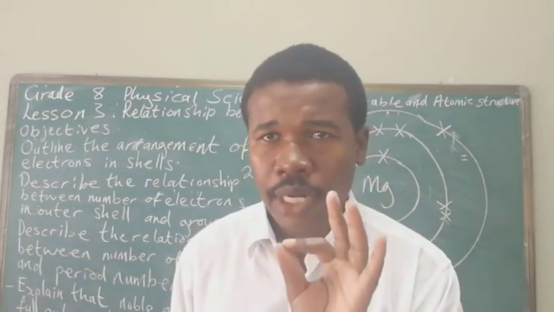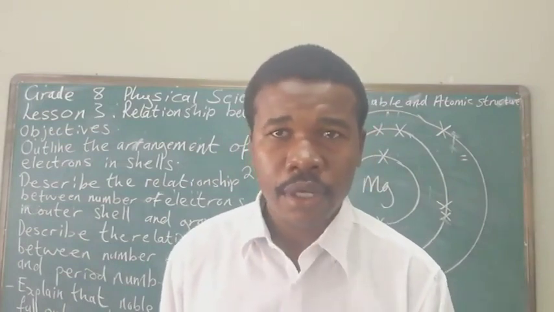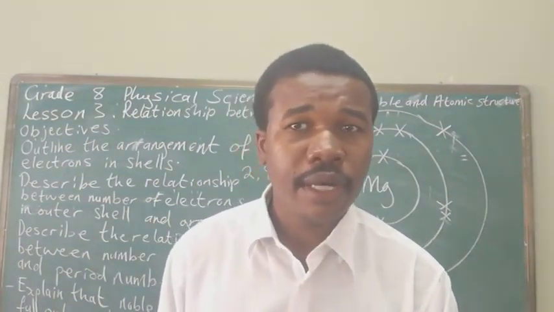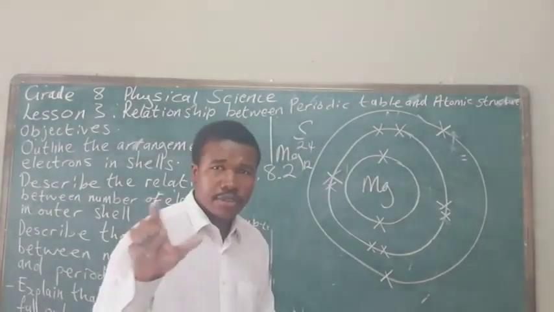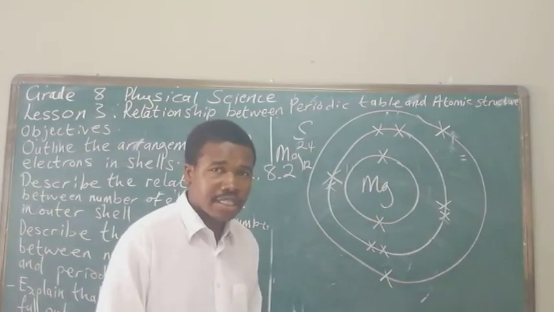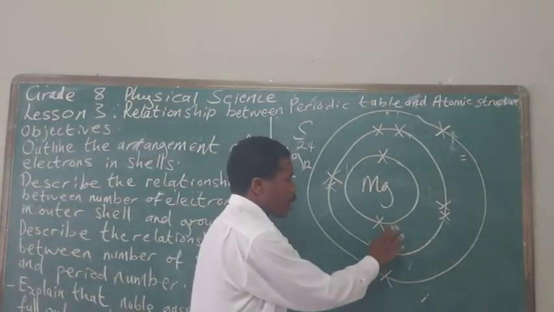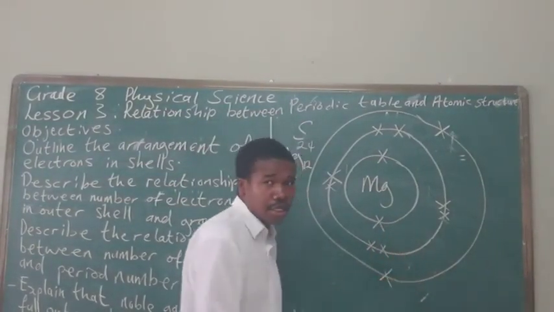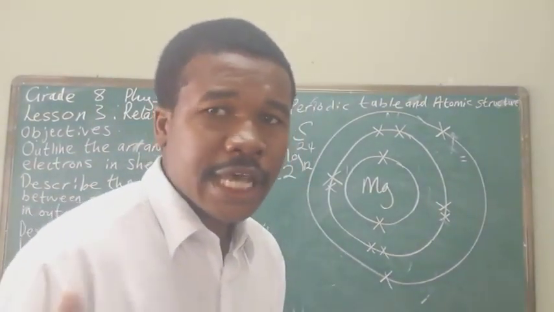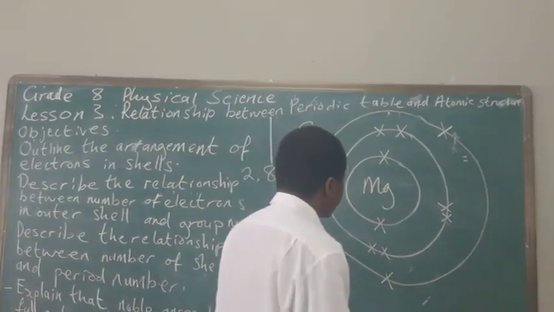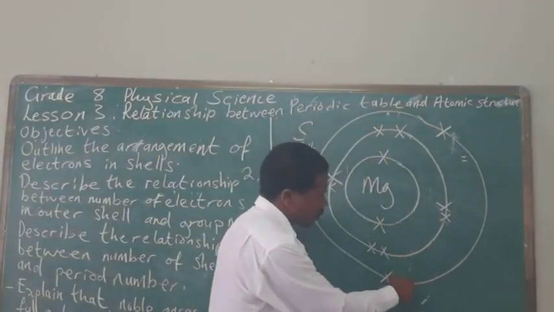But we now want to talk about the period number. How many shells does this magnesium have? Can you count the number of shells? It has 1, 2, 3 shells: first shell, second shell, third shell.